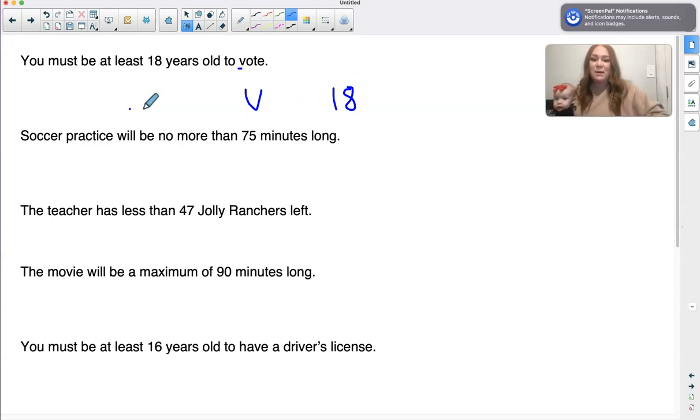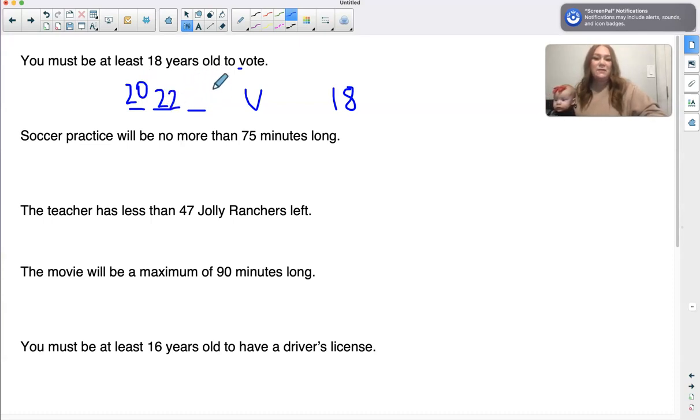So we need to come up with 3 things that V can equal. So they have to be at least 18. That's the lowest you can be and vote. So I'm going to just start asking, can I be 16 and vote? No. Can I be 17 and vote? No. Okay, can I be 20 and vote? Yes, that's older than 18. So I'm going to put 20 here. I could be 22 and go vote.